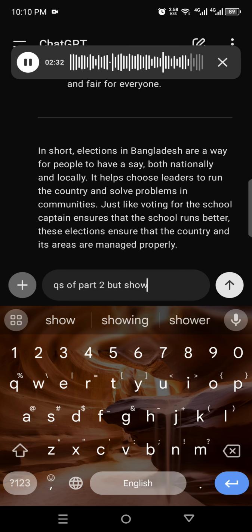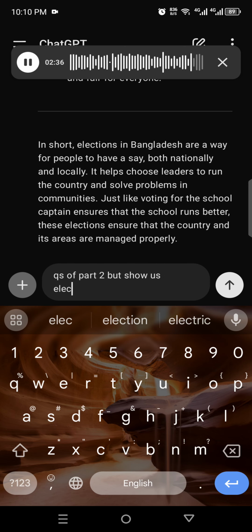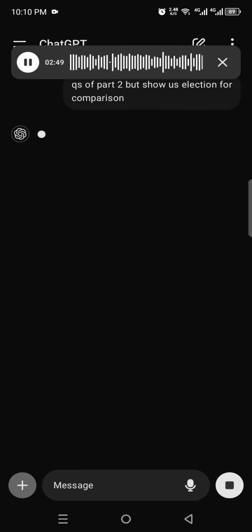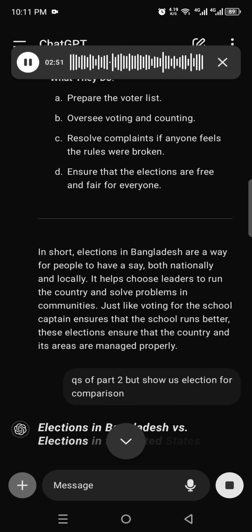In short, elections in Bangladesh are a way for people to have a say, both nationally and locally. It helps choose leaders to run the country and solve problems in communities. Just like voting for the school captain ensures that the school runs better, these elections ensure that the country and its areas are managed properly.